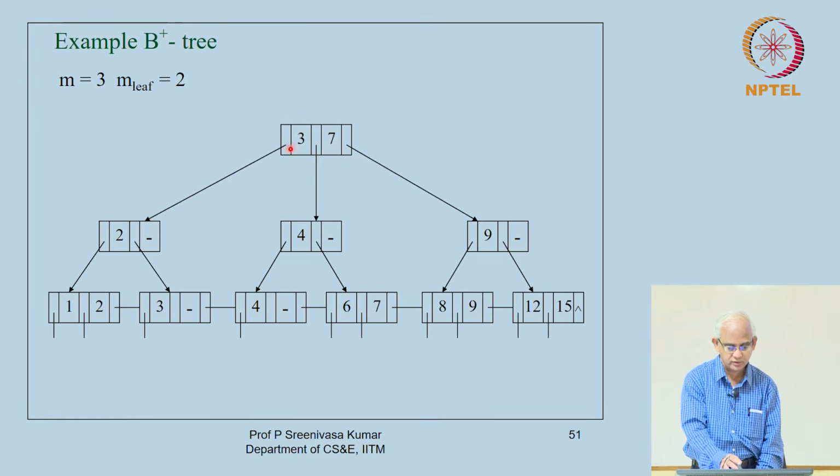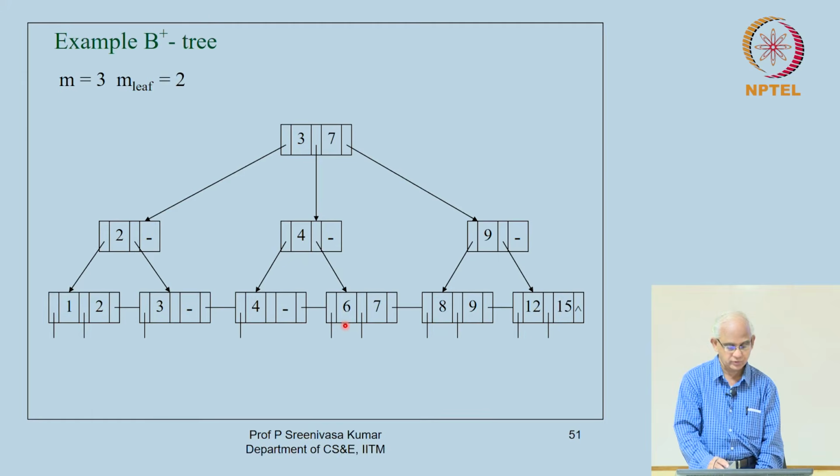Now, searching, of course, you will take the key and then go here and check if it is less than or equal to 3, then you go this side. If it is greater than 3, you go this side, etc. The usual search mechanism will be made use of. And then finally, when you reach here, you will get the record pointer, if it exists.